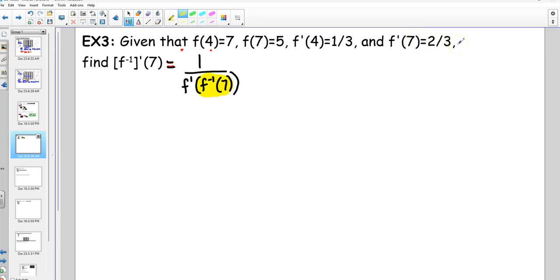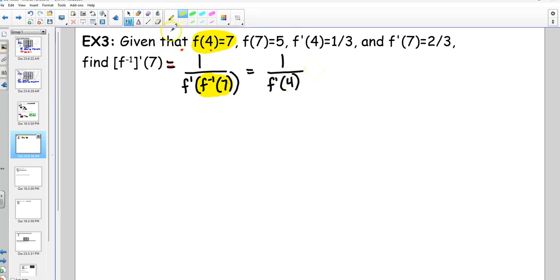I don't need all that stuff that they've given me. They gave me extras to make sure I knew what I was doing. What is f inverse of 7 going to be? It's going to be 4. I'm looking right here. You're not looking at the primes because this doesn't have anything to do with the derivative yet, right? You're looking for where the y was 7, and you give the x that goes with it. So the x that goes with it there is 4. So now I'm looking at 1 over f prime of 4.